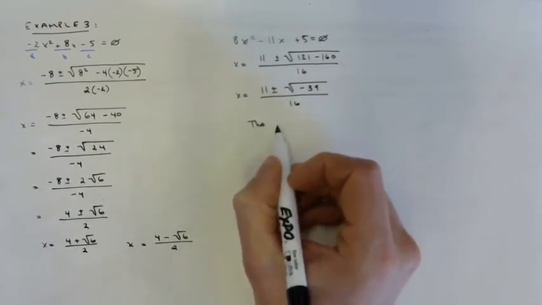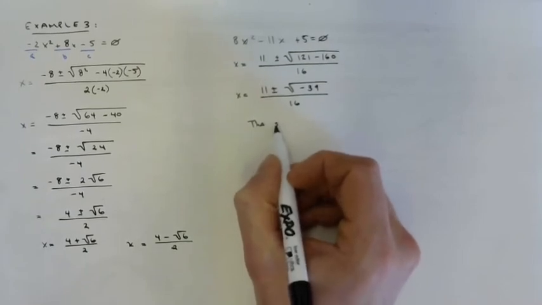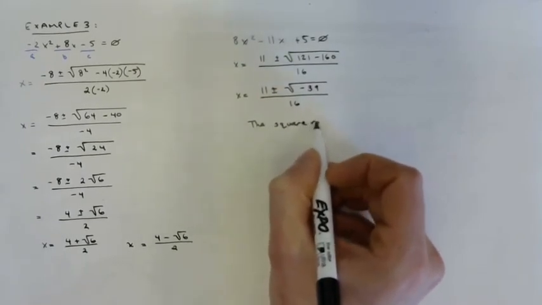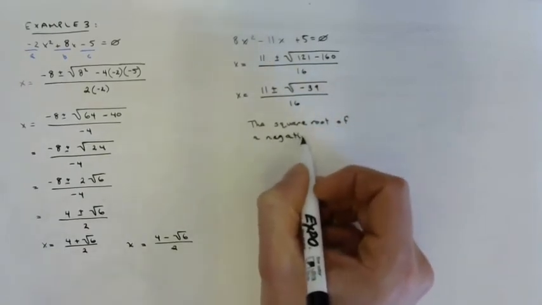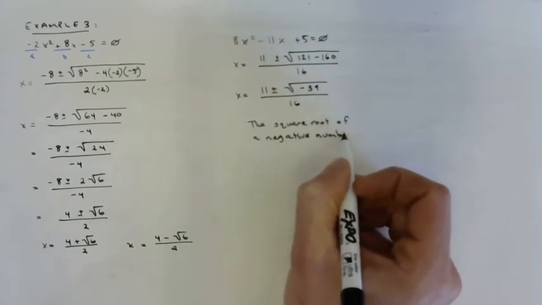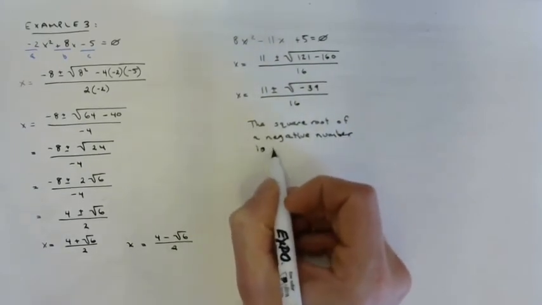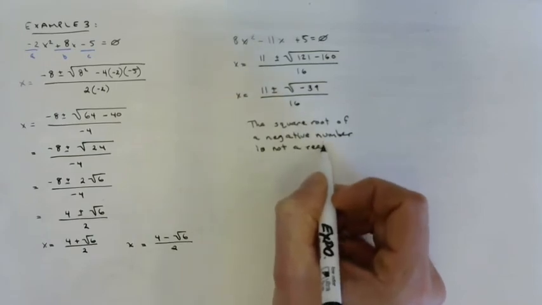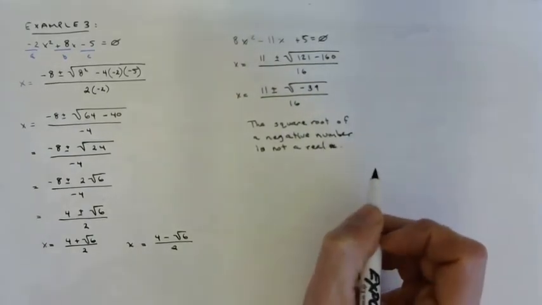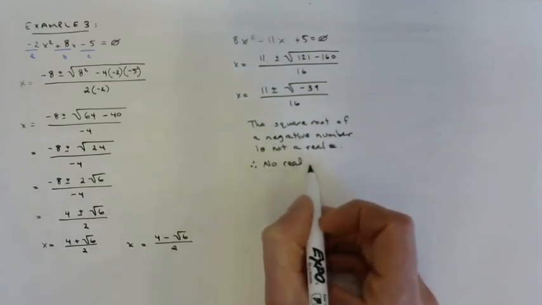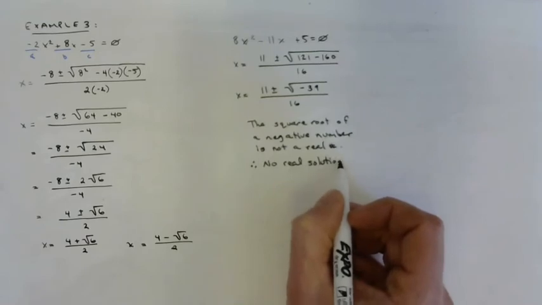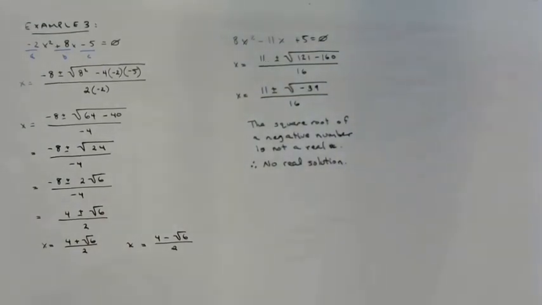Therefore, the square root of a negative number is not a real number. Therefore, no real solutions. As you move on in your mathematics education, you can actually get imaginary solutions. Okay? But we're not going to deal with that now.